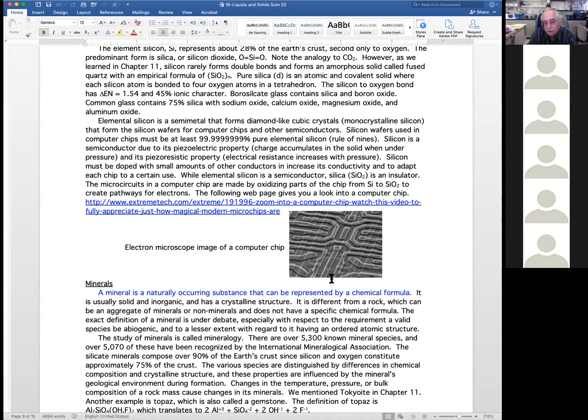So what you do is you create basically blockages using silicon dioxide. So you oxidize the silicon right here with oxygen, but not here. It's kind of interesting. You should look at this site right there.